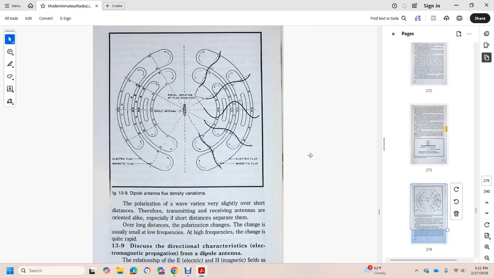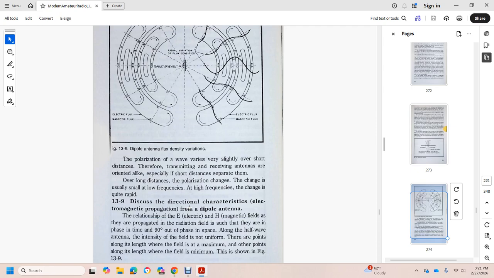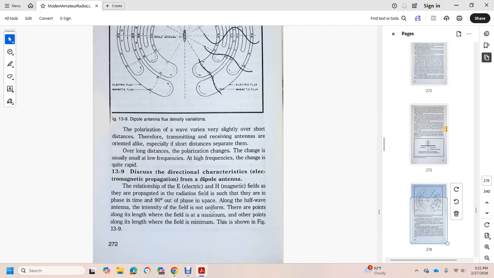Discover the direction and character of the electromagnetic propagation of the dipole antenna. The relation of the E and H electromagnetic field over the propagation of the radiation field over the air is in phase in time, with a 90 degree phase of the half wave of the antenna. The intensive field is non-uniform: at 2 points of the length the field is maximum, and at other points of the length the field is minimum, as shown in figure 13.9.